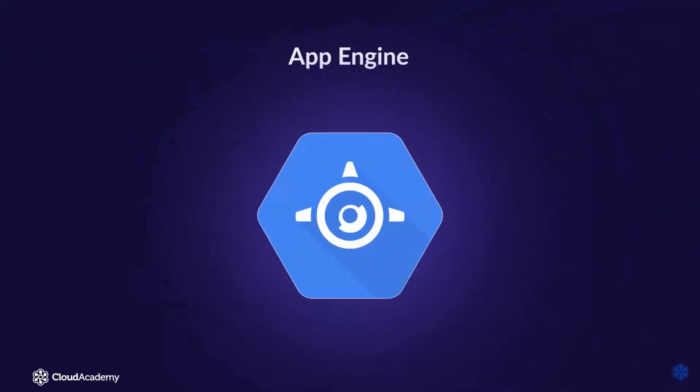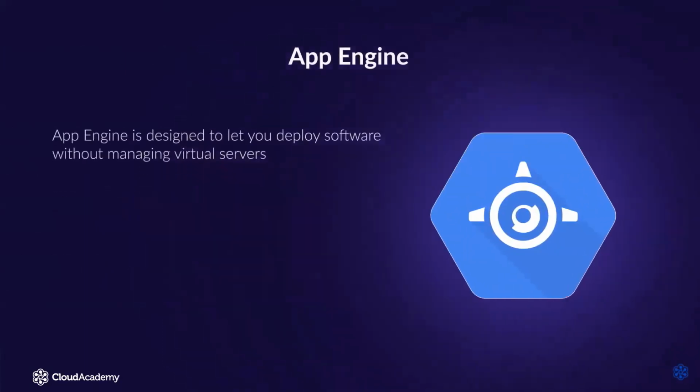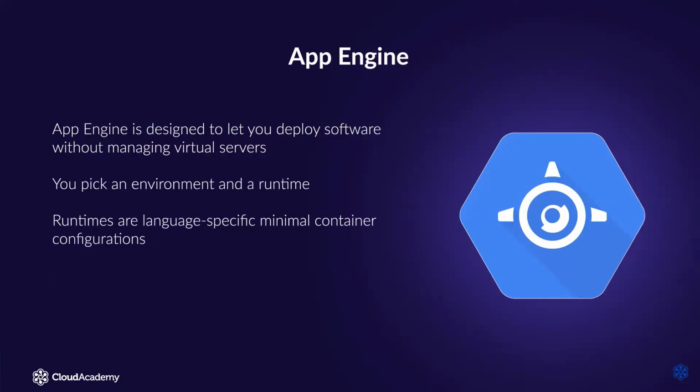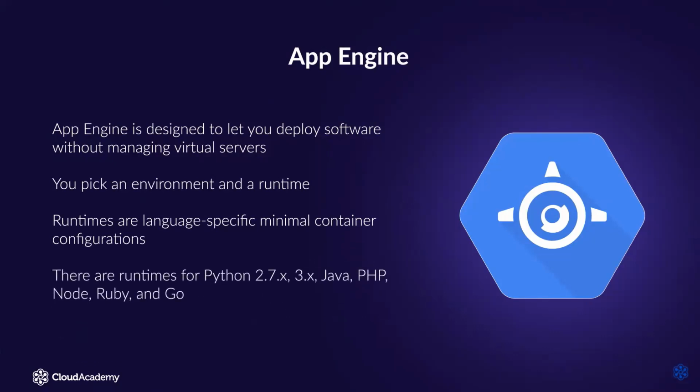Now, let's switch over and talk a little bit about App Engine. App Engine is similar to Amazon's Fargate service. App Engine is designed to let you deploy software without managing individual servers. Instead, you pick an environment and a runtime. Runtimes are language-specific, minimal container configurations. They're runtimes for things like Python 2.7, Python 3, Java, PHP, Node, Ruby, Go.